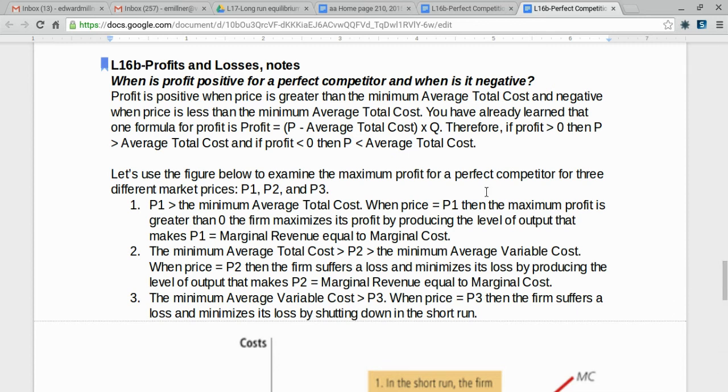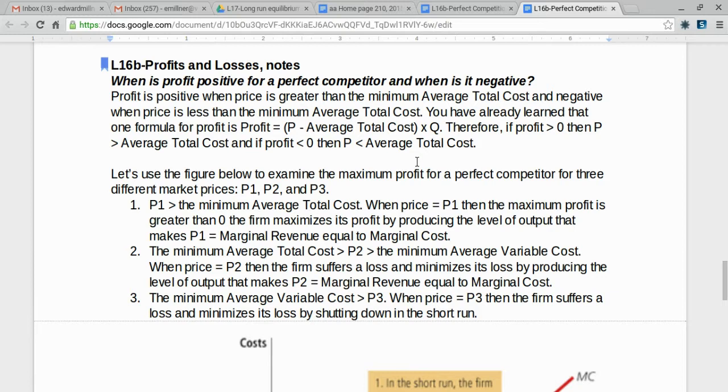We're now ready to talk about whether the firm will earn a positive profit or suffer an economic loss, and whether the firm will produce output or would prefer to shut down in the short run. Profit is positive when price is greater than the minimum average total cost, and negative when price is less than the minimum average total cost.